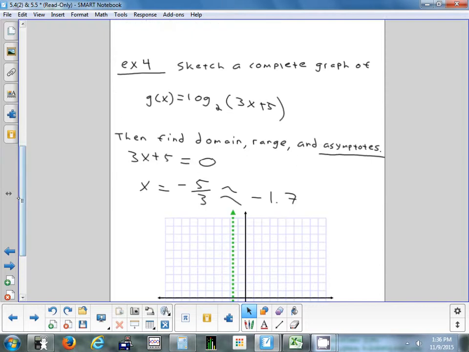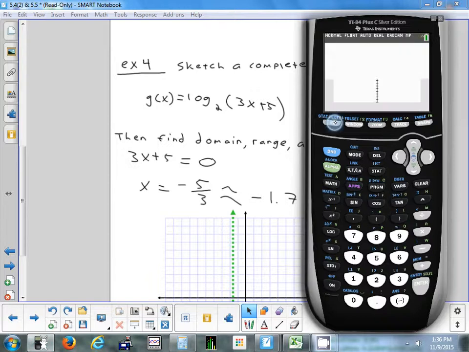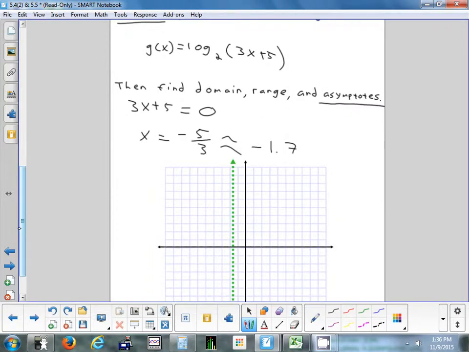All right, so let's type in our function. Remember, you got to type it in using your change of base formula. Log of the top, divided by log of the bottom. Use our table. So when x is 0, we're at 2.32.